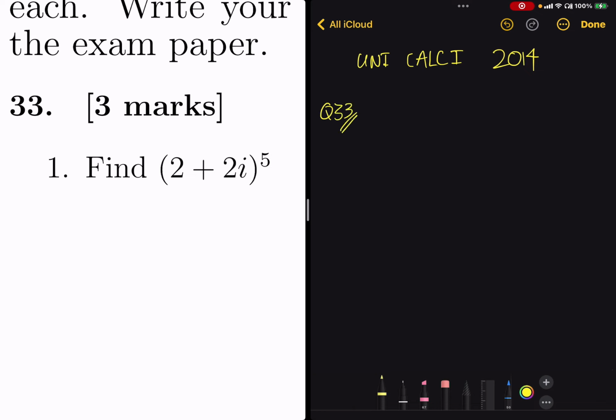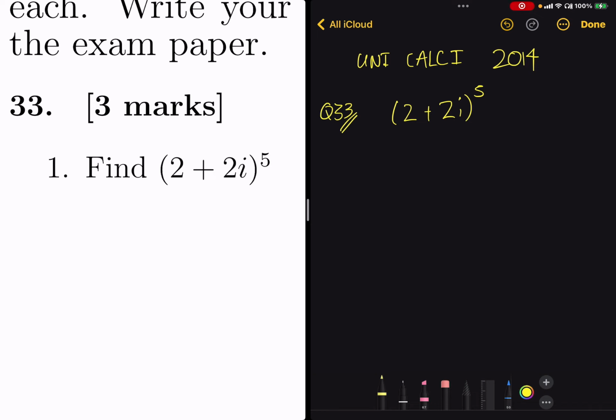Now this is a pretty easy question because it is 2 plus 2i to the power of 5. You can just do this with a whole heap of bracket expansions. So you can write 5 lots of this, expand all of this, simplify it. It's messy, but it's a pretty straightforward process. So the markers have made this question very nice.